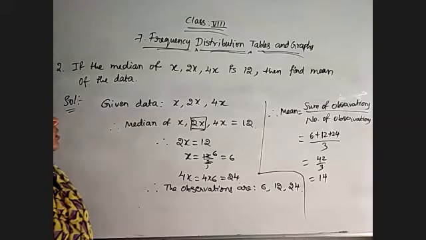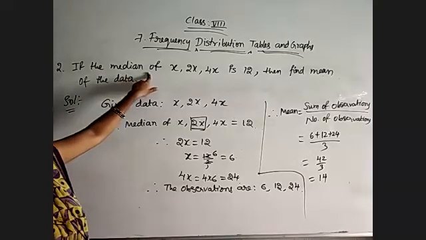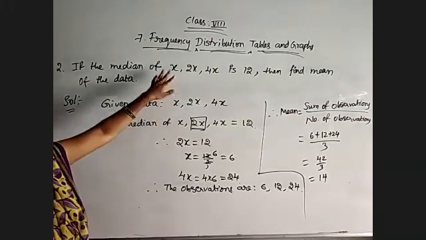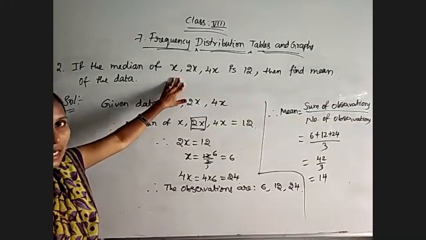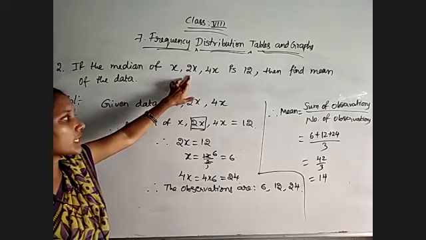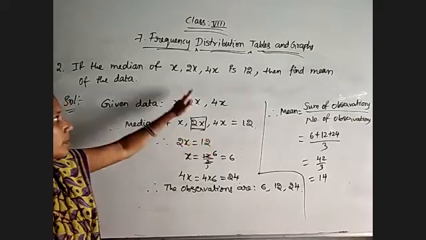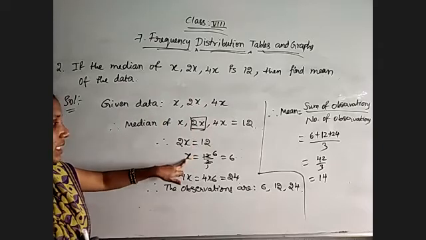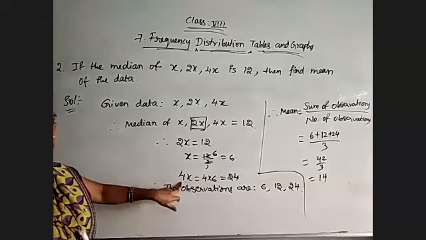Once again, observe the question carefully. If the median of this data is 12, find out their mean. Only 3 observations are there and they are already given in order. So the 2x value will be equal to 12 because the median is given as 12.